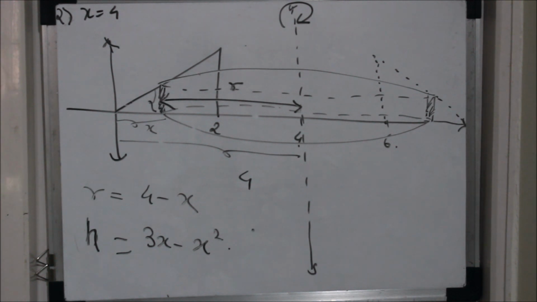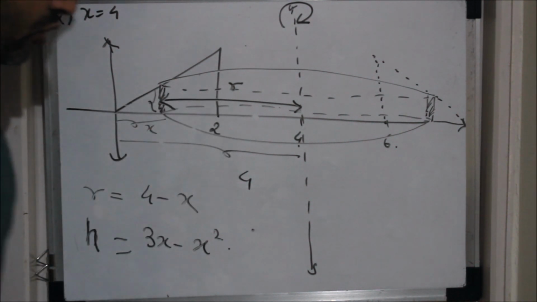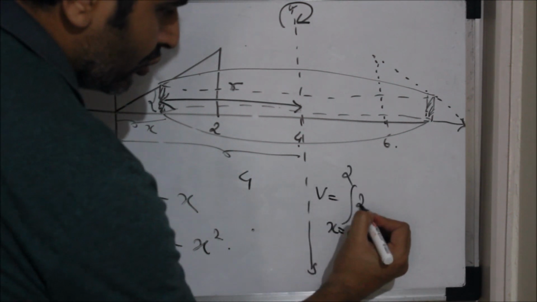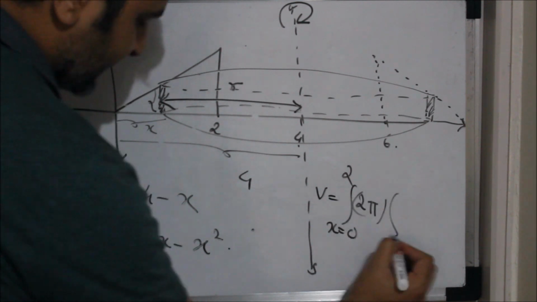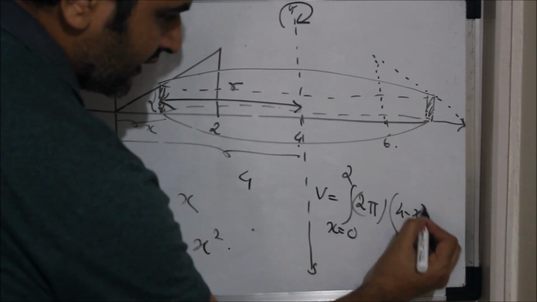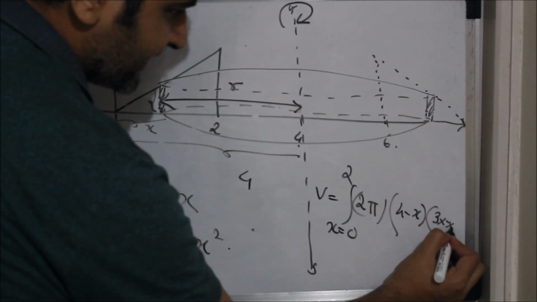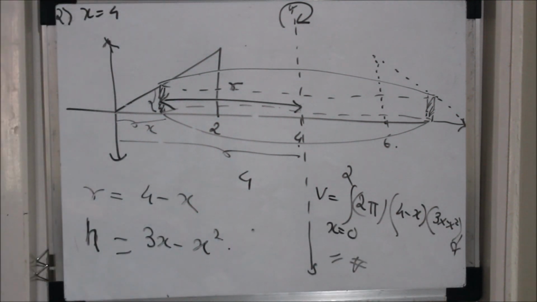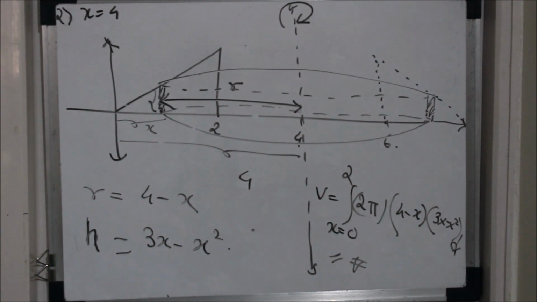Once I have the radius and the height, x will go from where to where? My x will go from 0 to 2. So what is the volume? Volume is the integral for x from 0 to 2 of 2 pi times the shell radius, 4 minus x, times the shell height, 3x minus x square, dx. You multiply and solve this integration, you get a number, and that is nothing but the volume of the surface obtained by revolving this triangle along the x equal to 4 line.